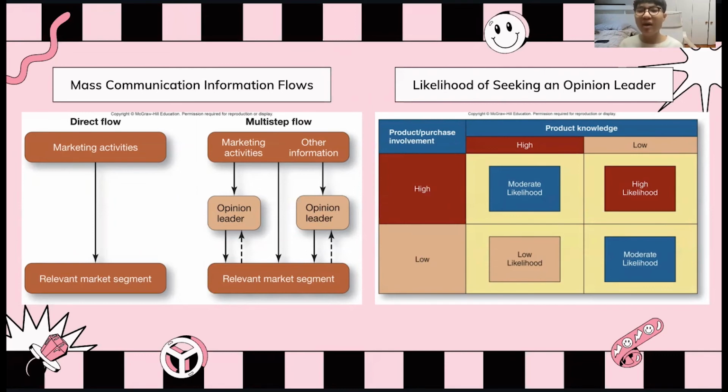And the last model is the likelihood of seeking an opinion leader. You can see that when you have good knowledge about the product, however, you don't want to purchase, you don't have the budget or involvement, definitely you're going to have a low likelihood to buy the product. However, if you want to buy the product, you have that desire, you have that involvement, but you have completely no knowledge about it, you're going to have a high likelihood to buy the product. And in other cases, you're going to have a moderate likelihood to buy the product.